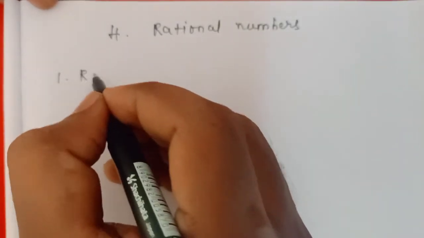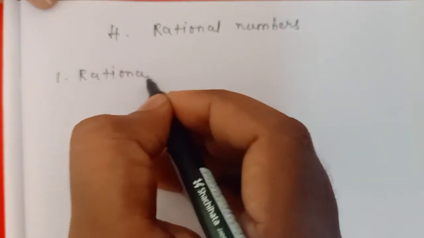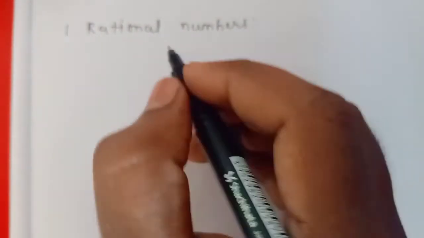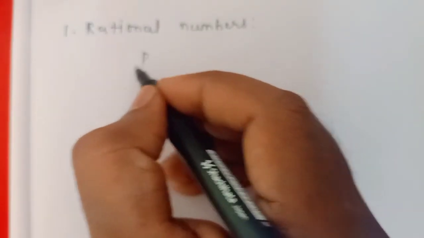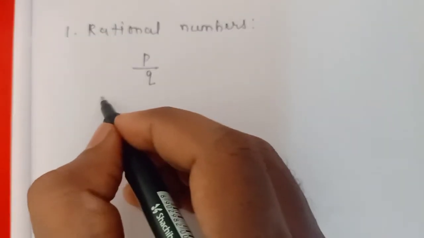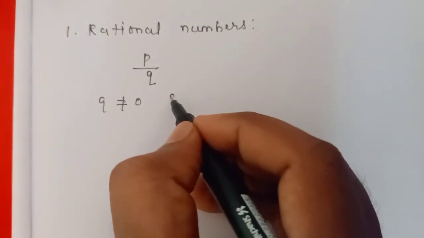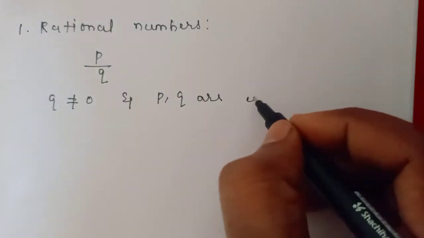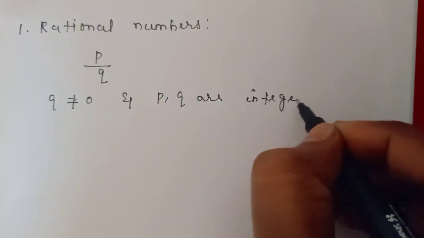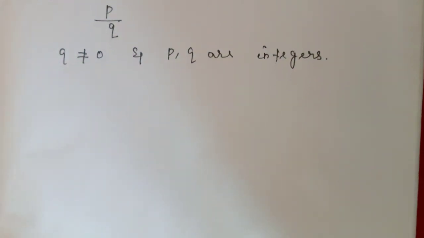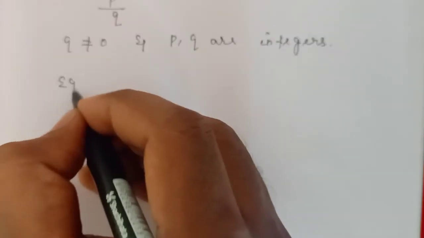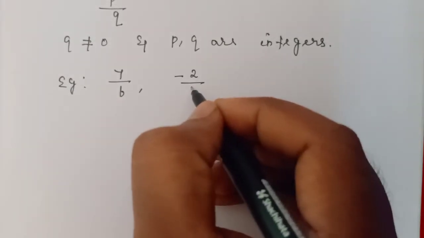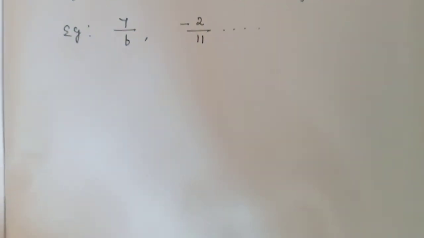So the first one is rational numbers. Any rational number is of the form p by q where q is not equal to 0 and p, q are integers. Example: 7 by 6, minus 2 by 11 and so on.